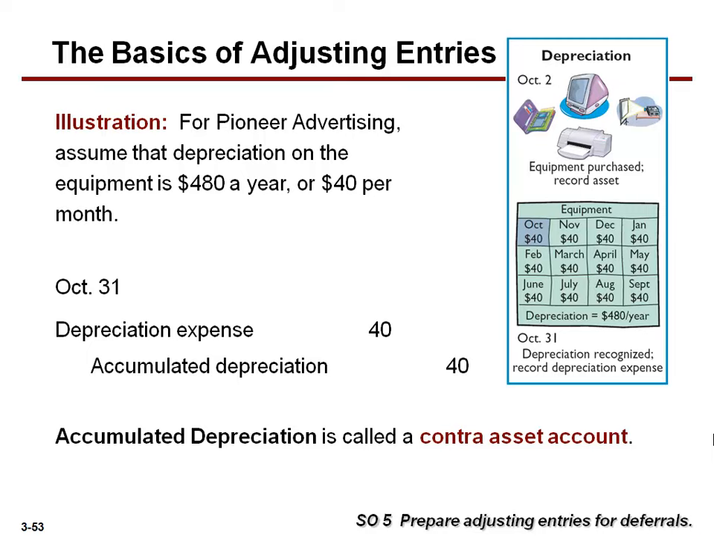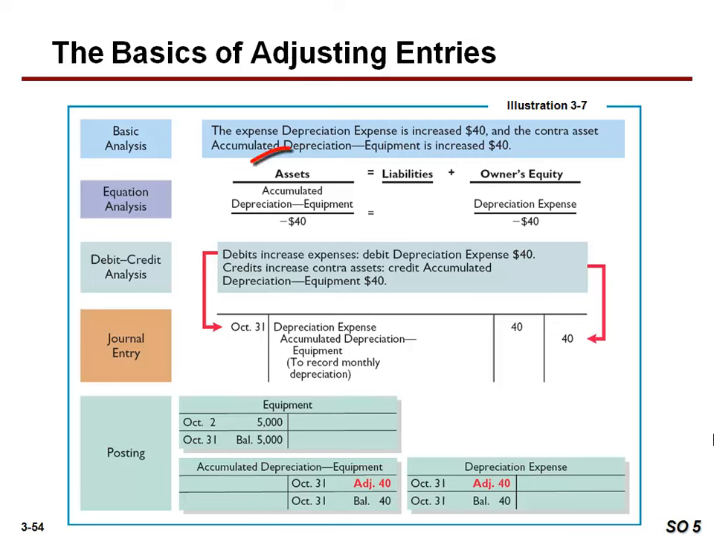An analysis of the transaction. Assets will be reduced on the left, $40. Owner's equity will be reduced by $40 on the right-hand side. Again, this is an expense of doing business. Assets are consumed as they are used over time, and so therefore we're reflecting it as a reduction of owner's equity. Formal journal entry, debit depreciation expense, $40. Credit, accumulated depreciation, equipment, $40.